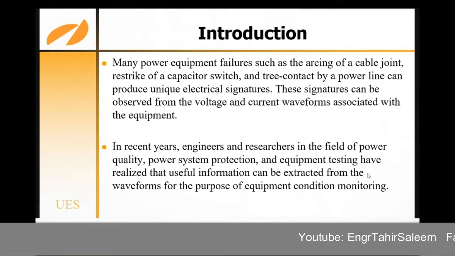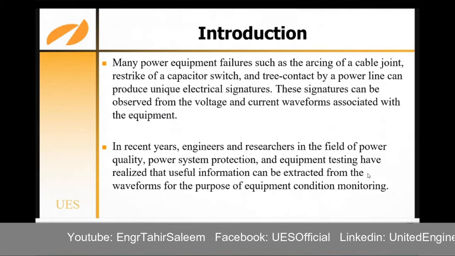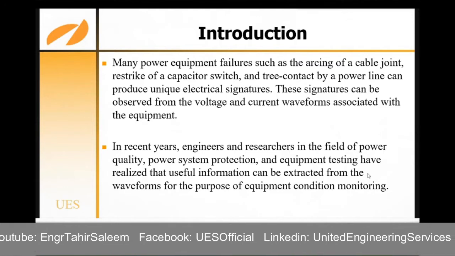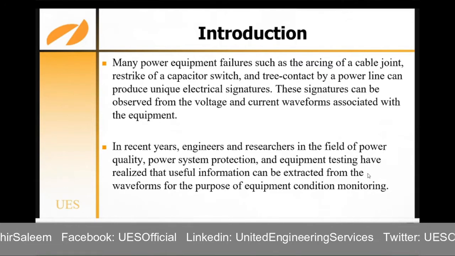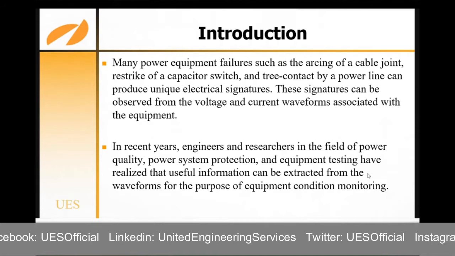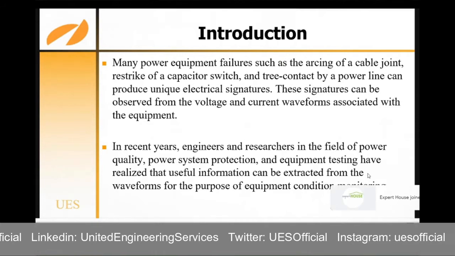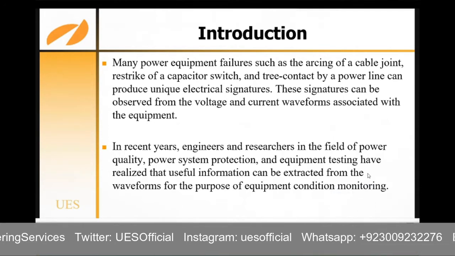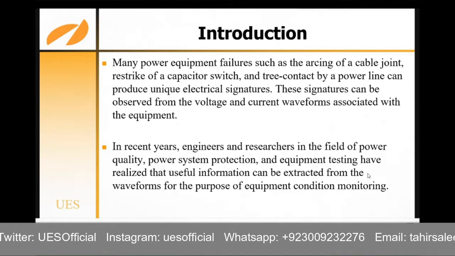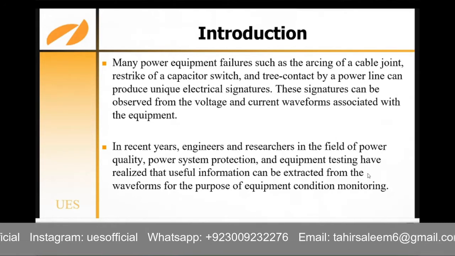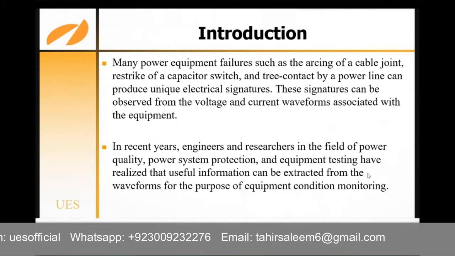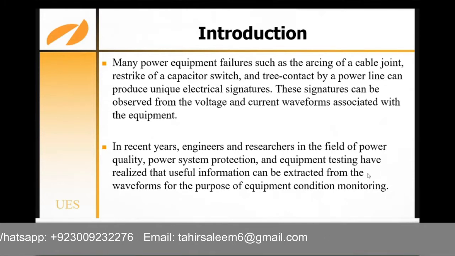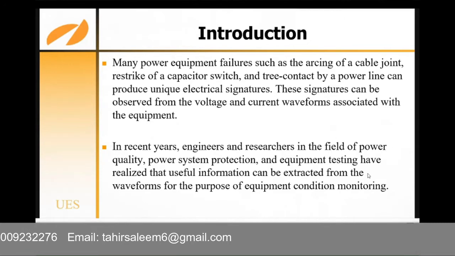Now, as you know, many power equipment can fail, with cables as one of them, capacitor switches, power lines and electric motors. These are all electrical equipment. So whenever any failure occurs in these, there is something we can observe, like a spike or dip or any transient variation of voltage or current in the waveform.